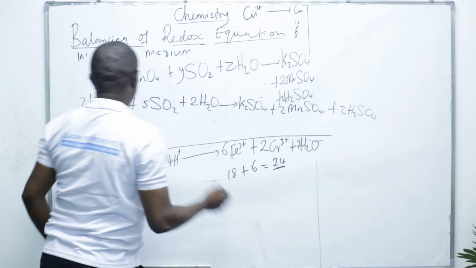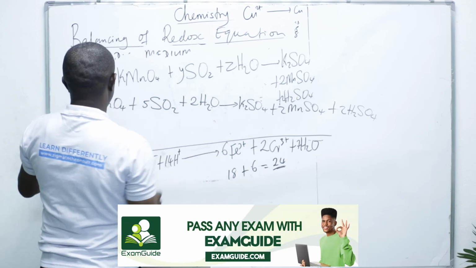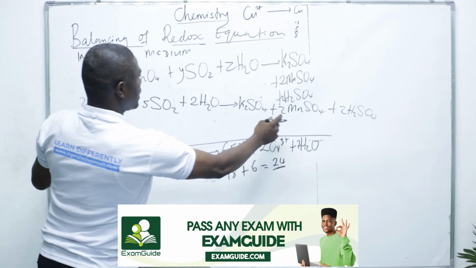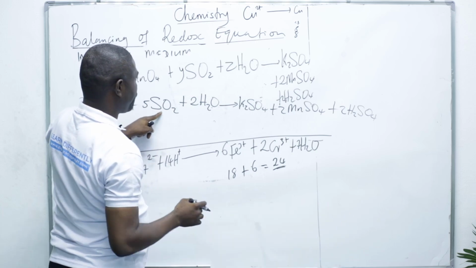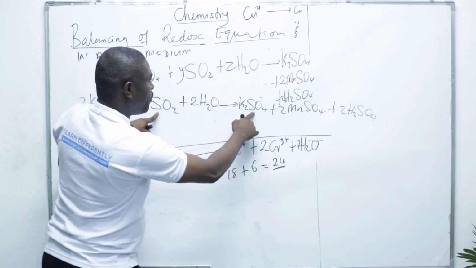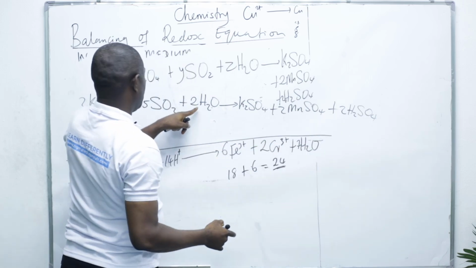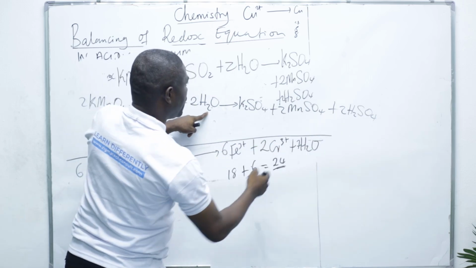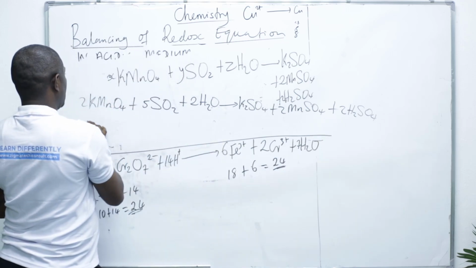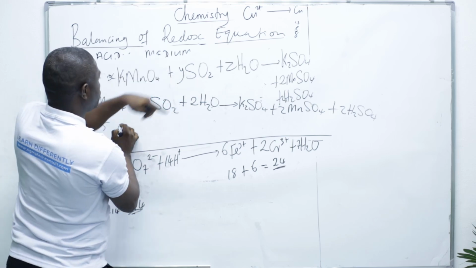Now let's check finally if it is balanced. Potassium here is 2. Let's go to the right-hand side, it is 2. Manganese is 2 here. Let's go to this side, it is 2. Balance. Sulfur is 5 at my left-hand side. Sulfur here is 1 plus 2, 3, then 3 plus 2, 5. Balance. My hydrogen is 2 times 2, 4 here. Balance. Okay, that means the values are 2, 5, 2.